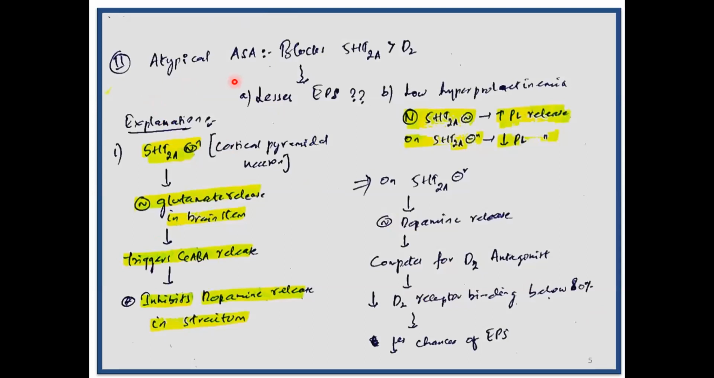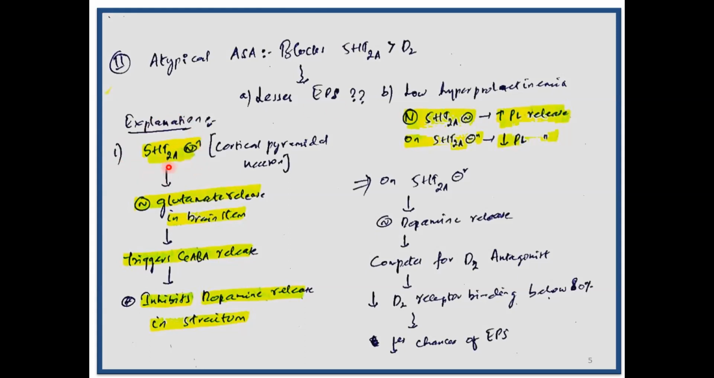Let us see the atypical ones. Why they are called atypical, we have already seen: they have a higher affinity for 5-HT2 receptors than the D2 receptors. Therefore, there are lesser chances of extrapyramidal symptoms and lesser chances of hyperprolactinemia. The reason why they have lesser extrapyramidal symptoms, we'll see with this explanation. There are two explanations for this. Let us see the first one.